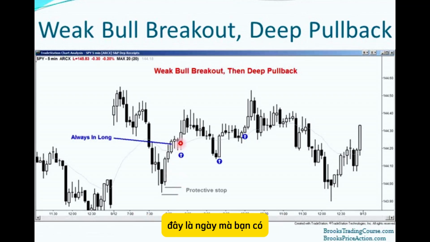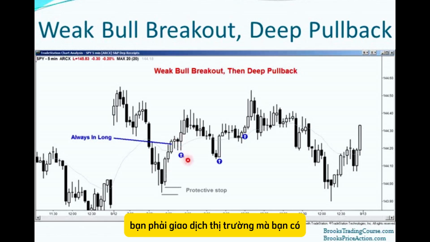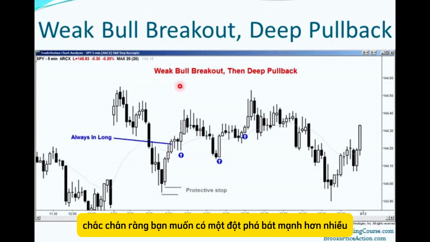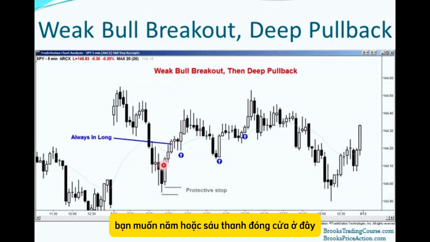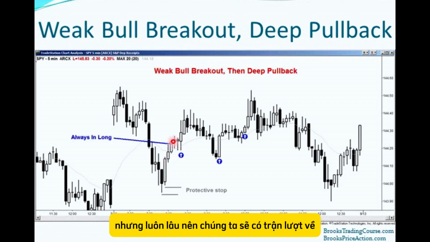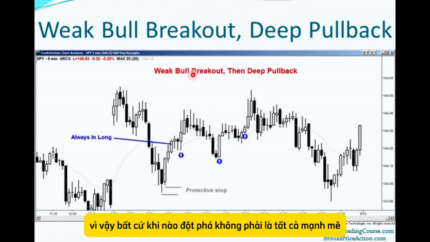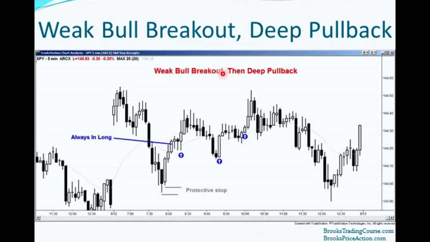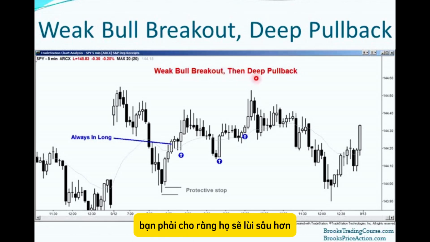So don't get upset at the market. This is the day that you have. You have to trade the market that you have, not the one that you want. Sure, you want a much stronger bull breakout. You want the 5 or 6 bars closing way up here. That's not what you have. This is the market that you have. You have a weak bull breakout, but always in long, so we should get a second leg up. And you got it at this point. So whenever the breakout is not all that strong, you have to assume that there'll be a deeper pullback. And that's okay. It's still tradable.